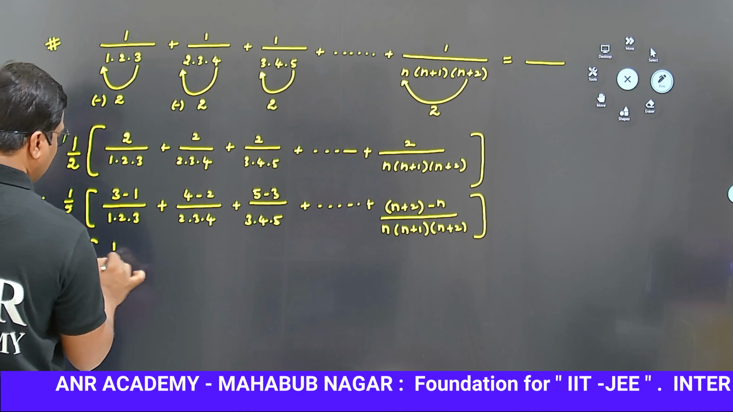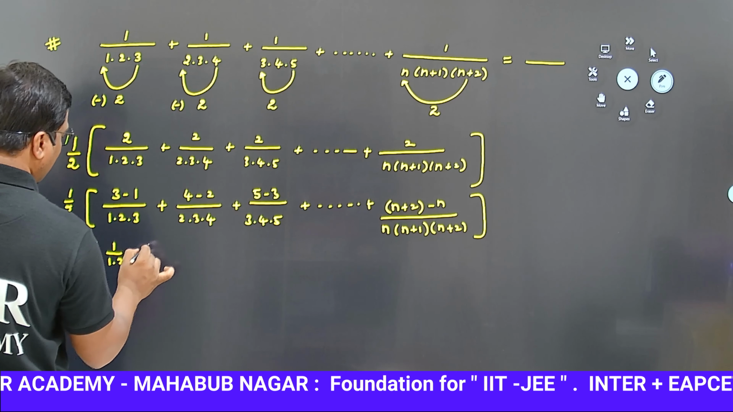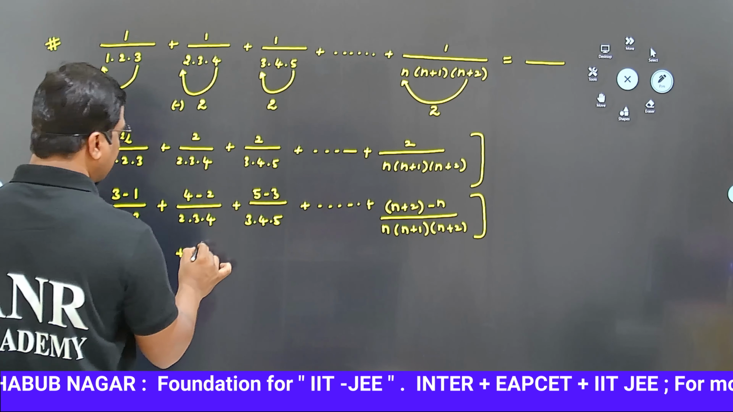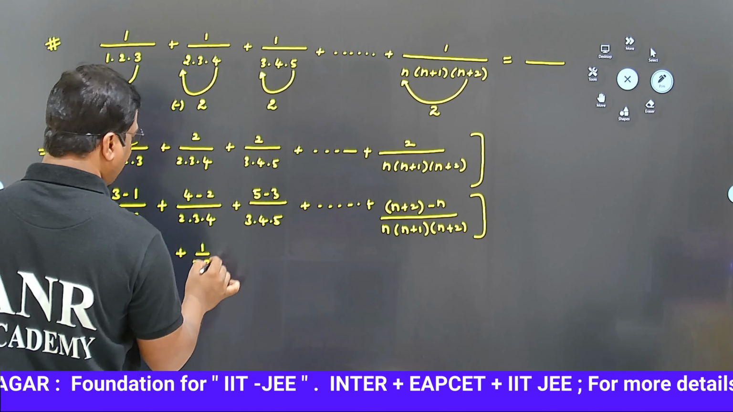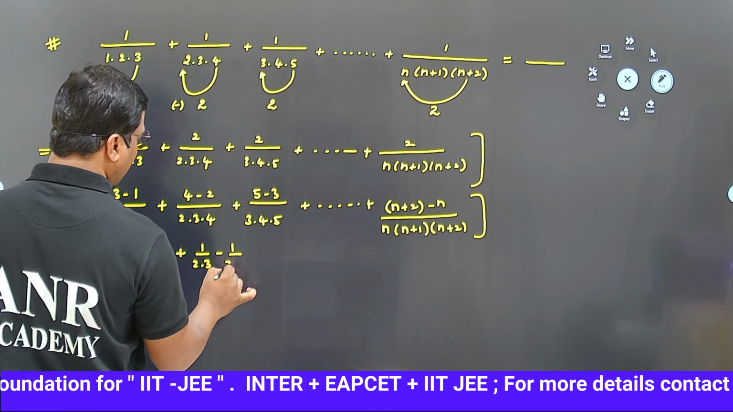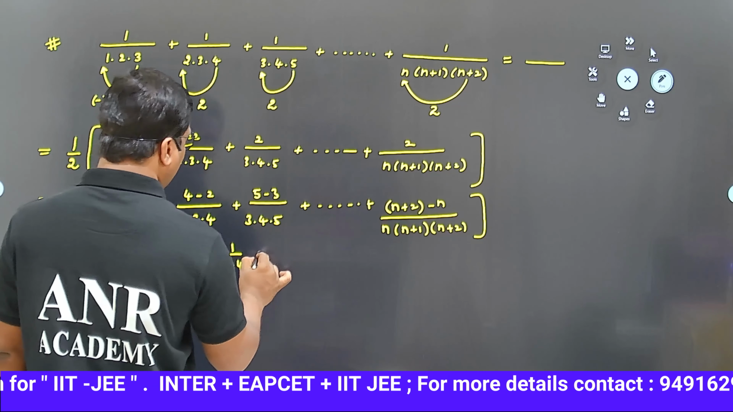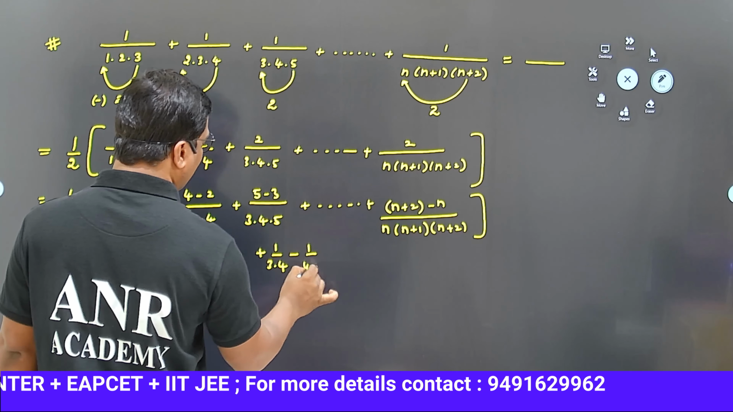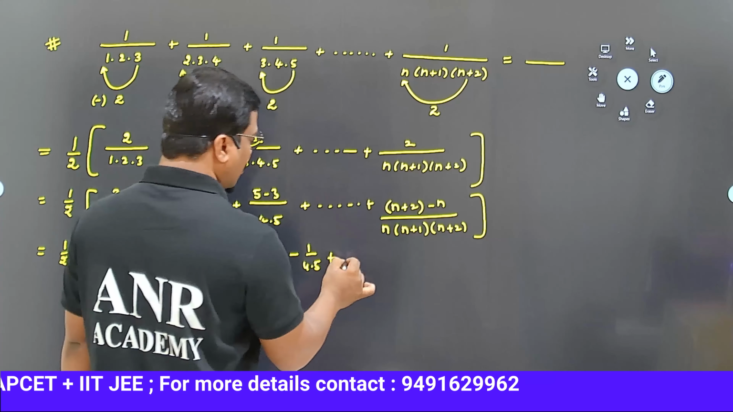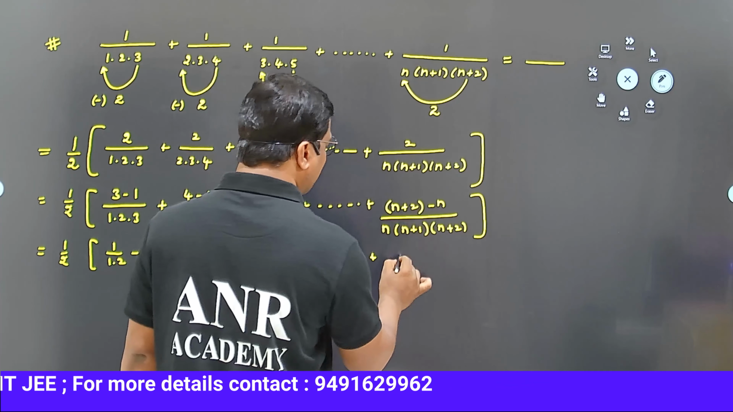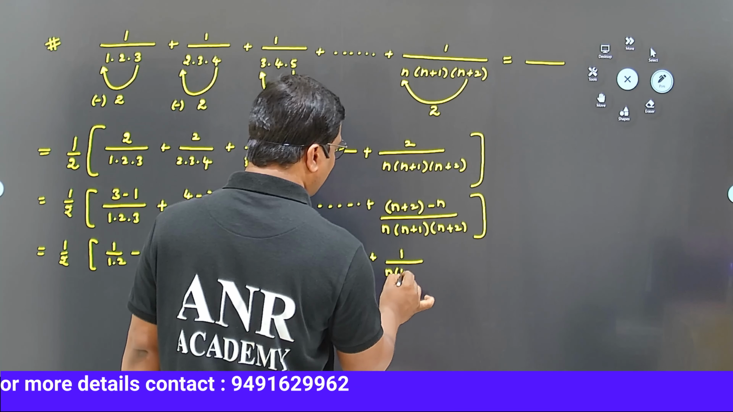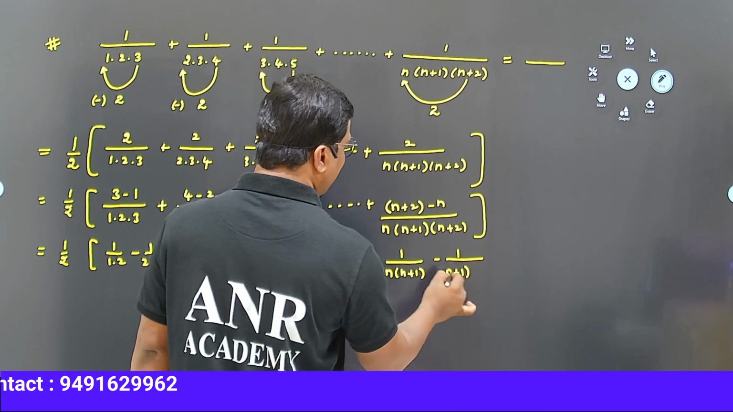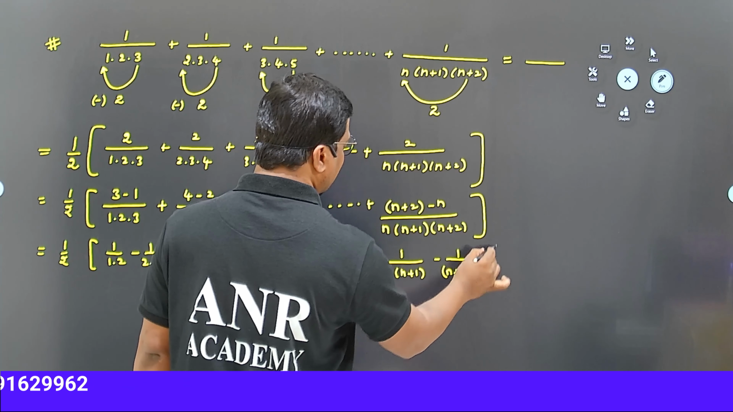3 gets cancelled, 1 by 1 into 2. Next 1 by 2 into 3. Next terms, 4 gets cancelled. 1 by 2 into 3 minus 1 by 3 into 4. Next plus 1 by 3 into 4 minus 1 by 4 into 5. And so on. Last, n plus 2 gets cancelled: 1 by n(n+1) minus 1 by (n+1)(n+2).